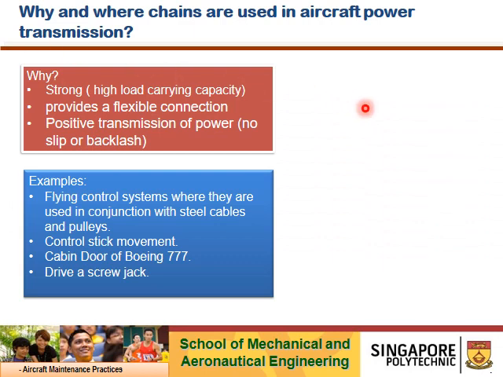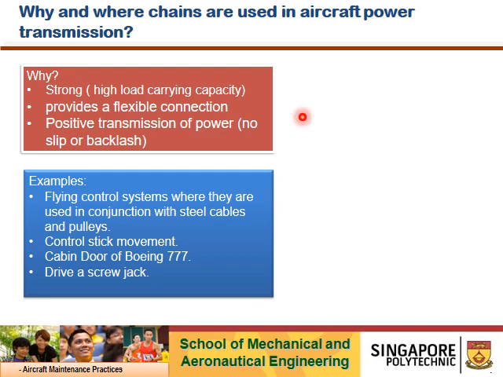There are various methods to transmit forces: chain drive, belt, cables, push-pull rods. Each will have its own strengths and weaknesses. So why do we choose chain drive? Because it's strong, with high load carrying capacity. It provides a flexible connection. It also has a positive transmission of power, with no slip or backlash as compared to belt and cable.